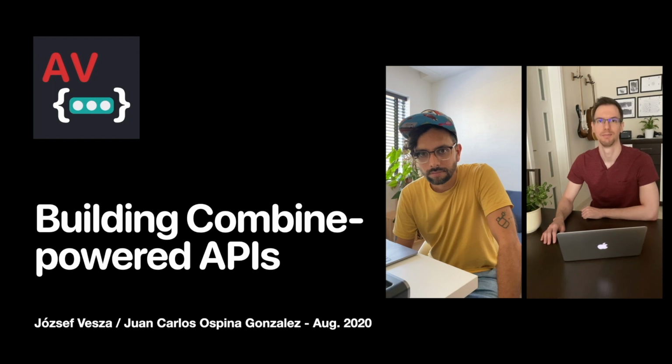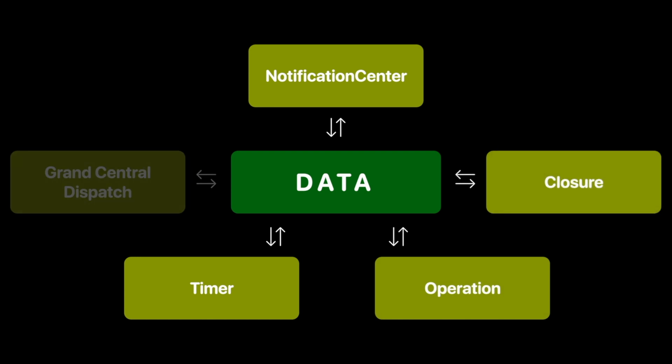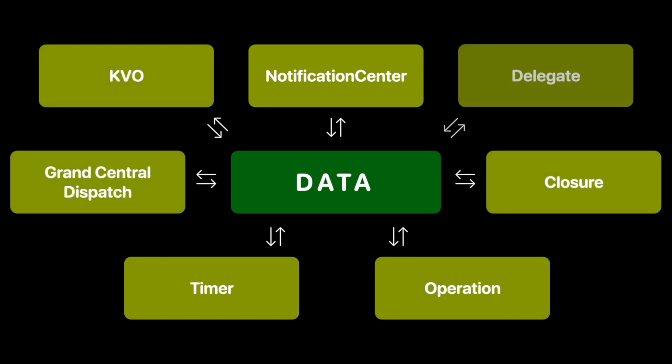Let's get started. First, let's examine the benefits of using Combine for your APIs. Instead of looking at it strictly from a declarative versus imperative perspective, consider the asynchronous communication patterns that are currently present in your apps. Chances are that you have probably used most, if not all, of the following: notification center, delegation, operations, closures, timers, KVO. It is also very likely to have more of them coexist in the same codebase.